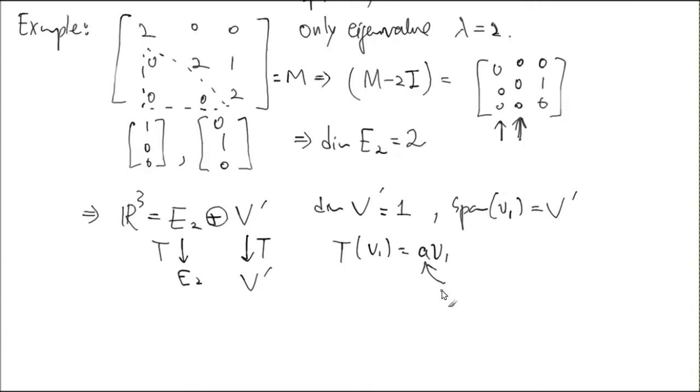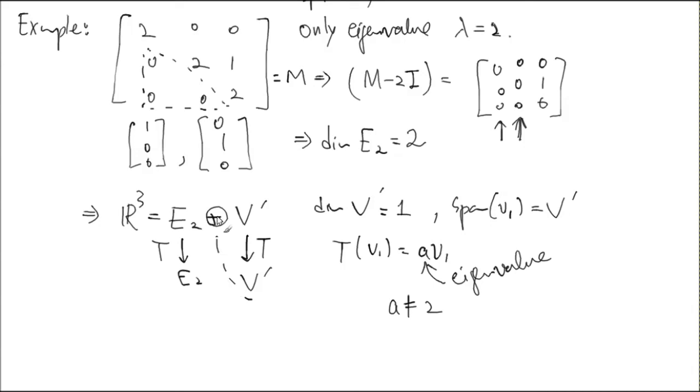Eigenvalue? V1 is A times V1, is eigenvalue, right? It's a kind of direct sum. So A better not be 2. If so, it would have been inside E2, right? So this forces existence of an eigenvalue that is different, right? Correct? Yeah.